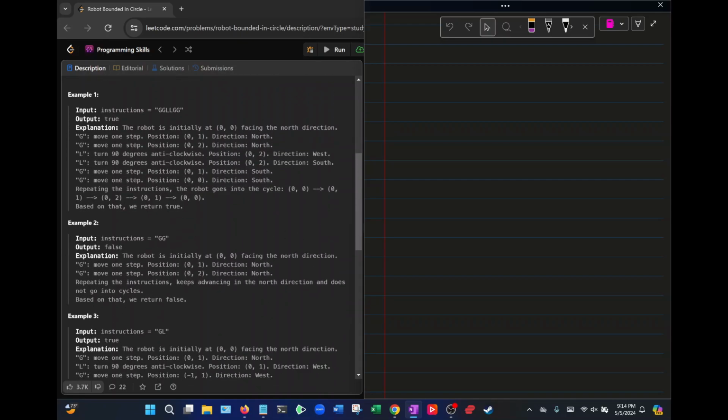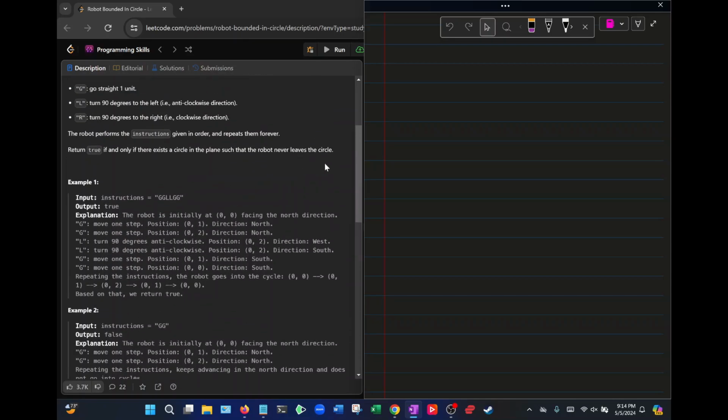All right, we have another example. If you just keep going forward, you're not going to be in a bounded circle because you're just going to keep going off and off to infinity.